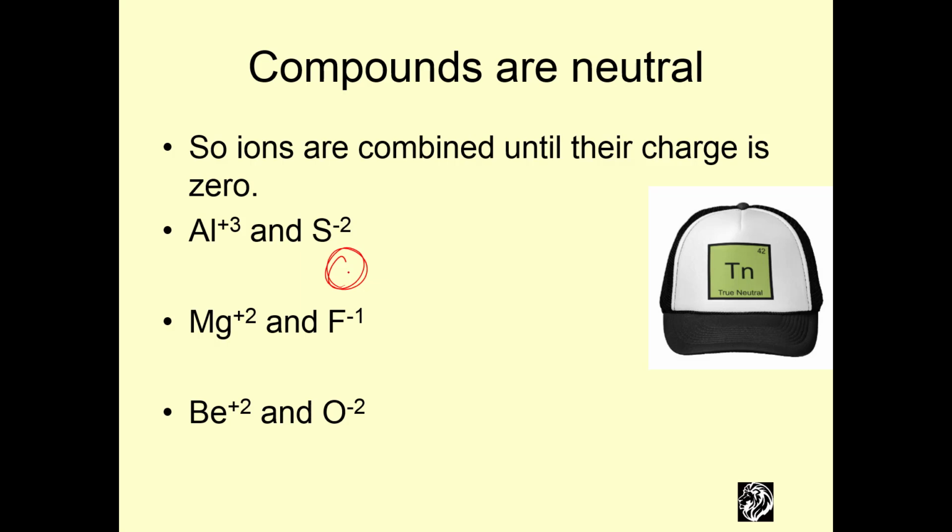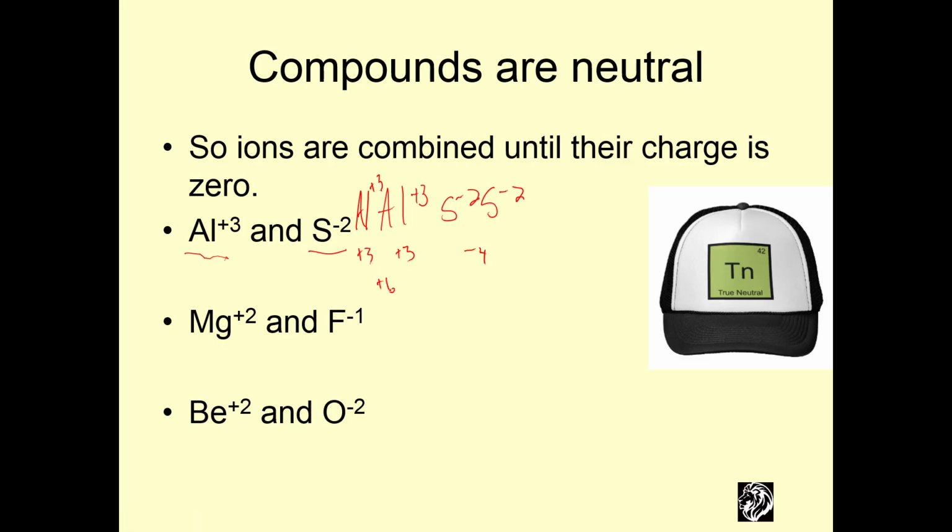Compounds are neutral. So ions are combined until their charge is 0. If I have aluminum plus 3 and sulfur minus 2, I got those charges from the periodic table. If I wrote those right next to each other, I have too many positives, so I can add another sulfur. Now this is plus 3, and this is minus 4. So now I need another aluminum.